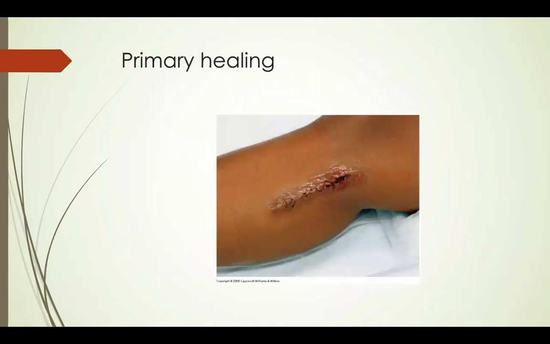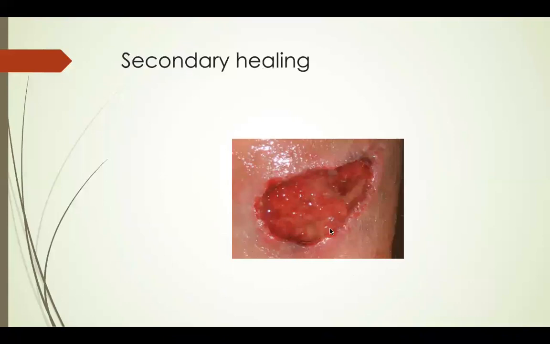So that's an example of primary healing, primary intention. Just a picture of it, you can see there's sutures as well. It looks like there's some glue on it as well. So the doctor closed it themselves. Secondary, you can see there's some granulation tissue. That's that healthy tissue growing in, and it's going to start to heal itself.